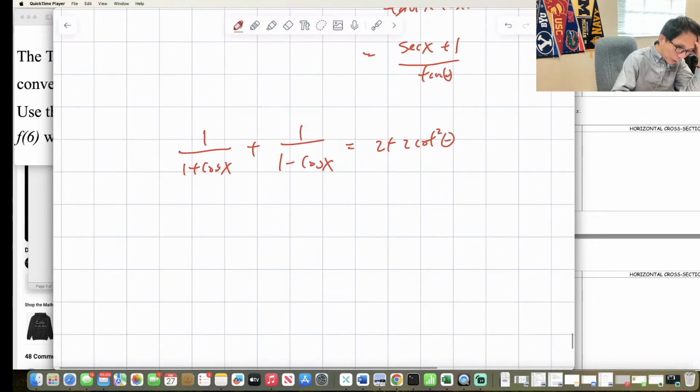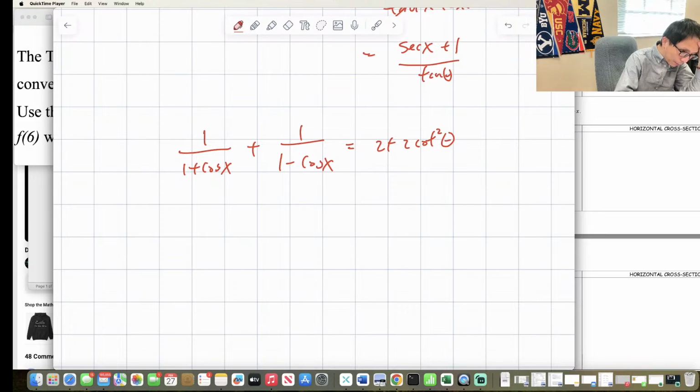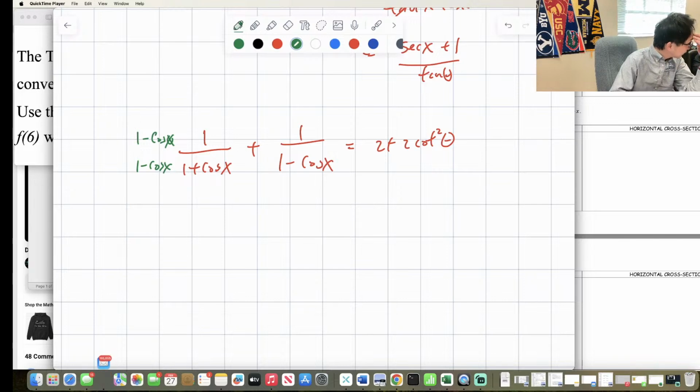So what do I need to do with this side? Combine fractions. Good. So what's the least common denominator? It's 1 plus cosine of x times 1 minus cosine of x. Is that okay? So we're going to multiply this one by 1 minus cosine of x on top and bottom. I multiply this side by 1 plus cosine of x on top and bottom.